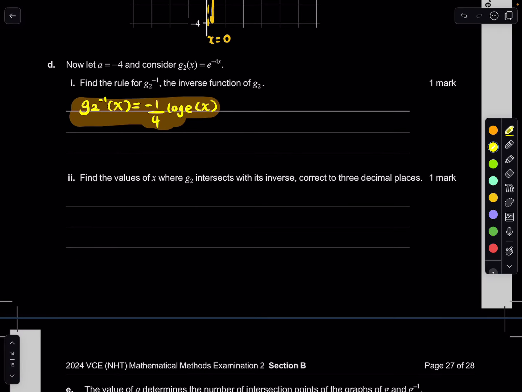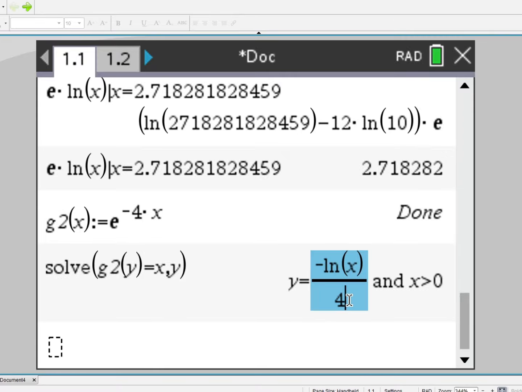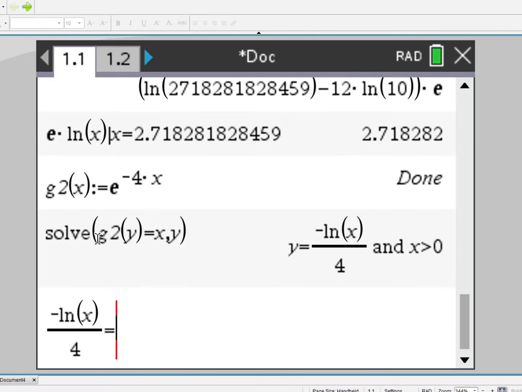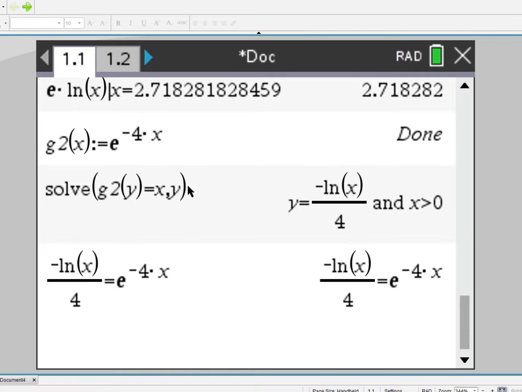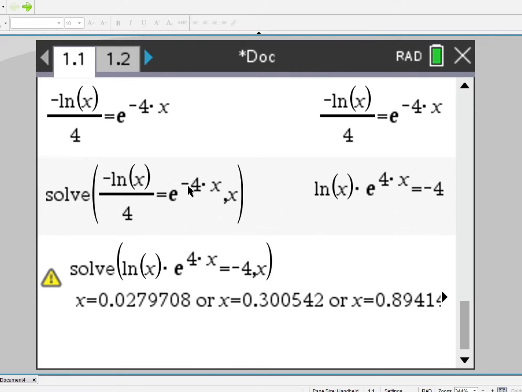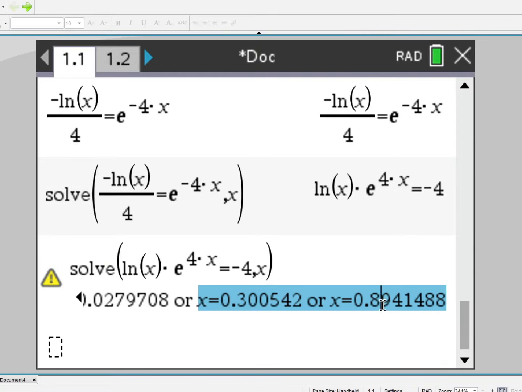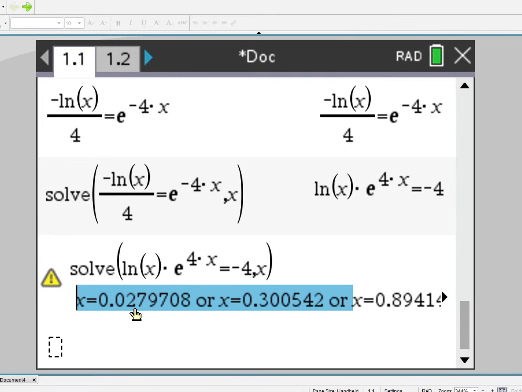Next question. Find the values of x where g2 intersects with its inverse, correct to 3 decimal places. So we're saying values. Easy. Let's go back to our CAS. It's basically when its inverse intersects our original function, g2 of x, which is that. So we solve answer, comma x, which gives me all these values. Oh, it's only 3. It says only the x value, to 3 decimal places.